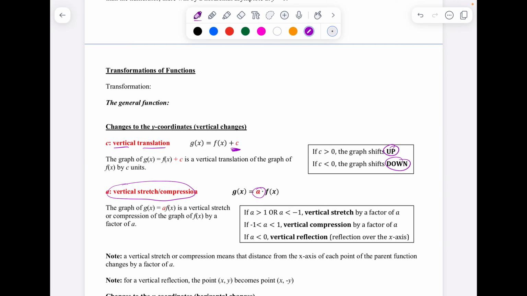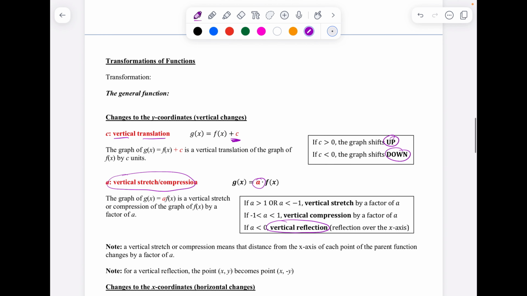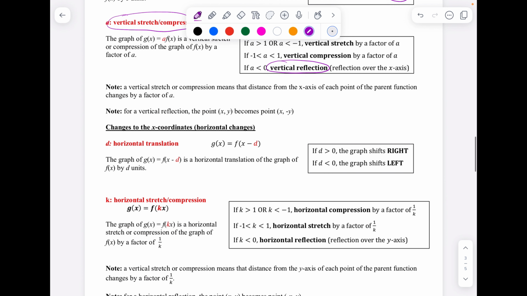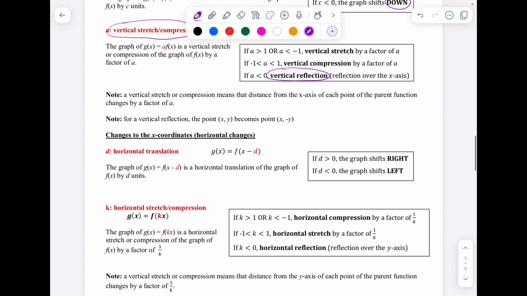And if the a value is negative, we get something called a vertical reflection. Okay, so we're going to see a bunch of examples with this. So there's a vertical stretch, a vertical compression, and a vertical reflection. Okay, and then there's some things that we can do horizontally to the x coordinates.